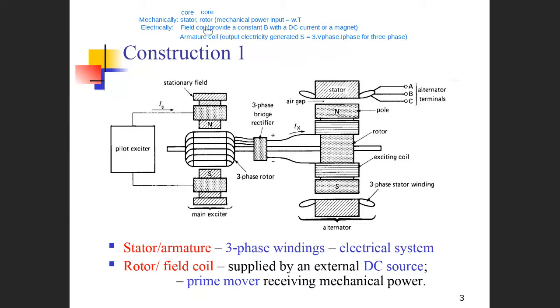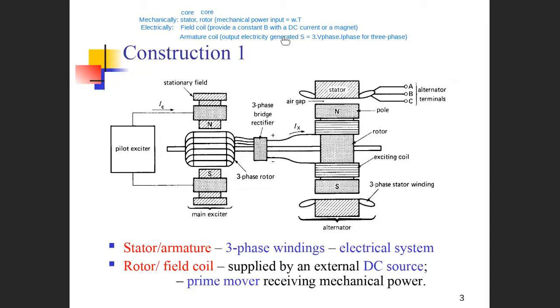This is the field coils. The armature coils are used for the output electricity generated by the generator. So the rotor takes the input mechanical energy, and the armature coils give the output electricity. The problem is how to combine the stator and rotor with the field coils and armature coils. There are several ways.